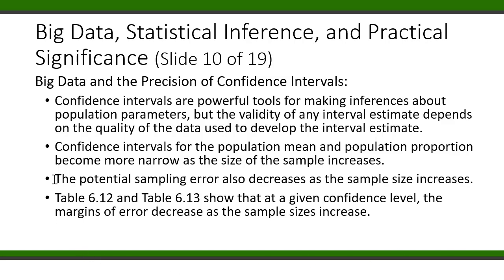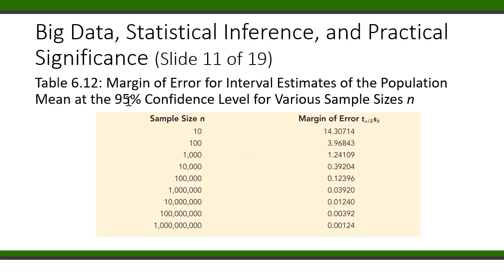So we're more likely to have a good sample that represents the population. And so if we look at the next two tables, they show us the confidence level and the margins of error decrease as the sample size increases. So this is for the population mean. You can see this margin of error.